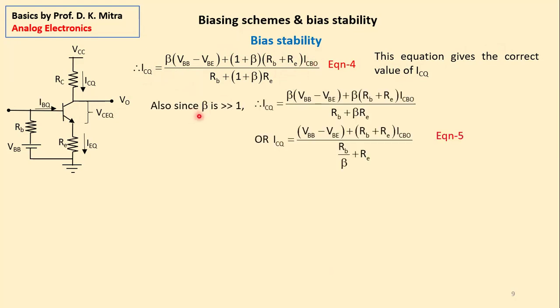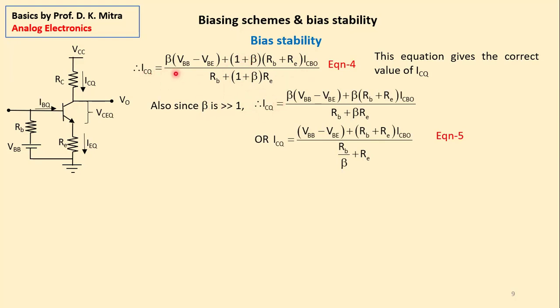Also, here, next step, this is the exact equation. Now we do a little bit of simplification. This beta is much more than 1 in a transistor. Beta's minimum value you will get is 100. Maximum value you get is a few hundreds. So beta is large, so 1 plus beta can be taken equal to beta.